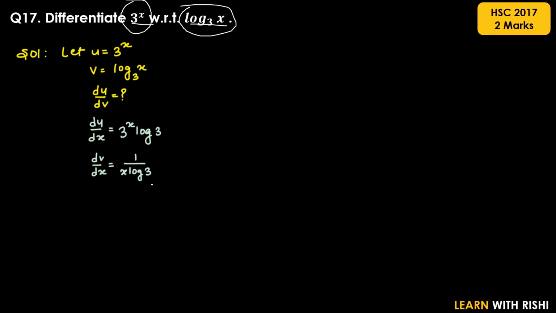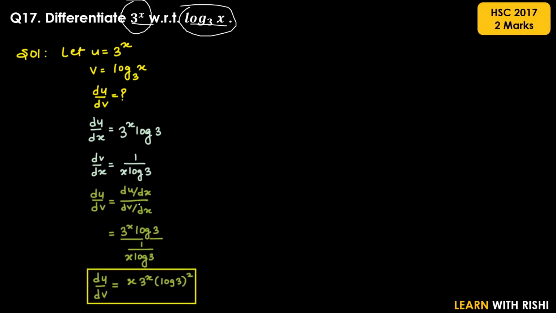Now du by dv will be du by dx upon dv by dx. That is 3 raised to x log 3 upon 1 upon x log 3. So this will go in numerator: x into 3 raised to x into log 3 the whole square. So this is your answer. So I hope you understood how we solve these questions.